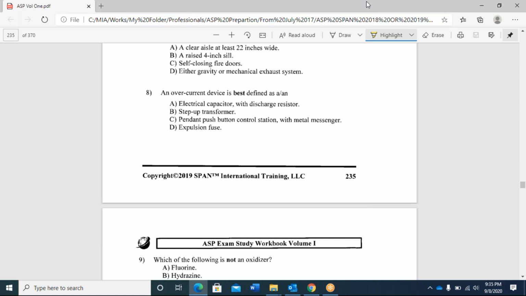So here the answer is D. And overcurrent device is best defined as expulsion fuse. The others are not overcurrent devices, because expulsion fuse is used for the overcurrent safety. So this is called overcurrent device.